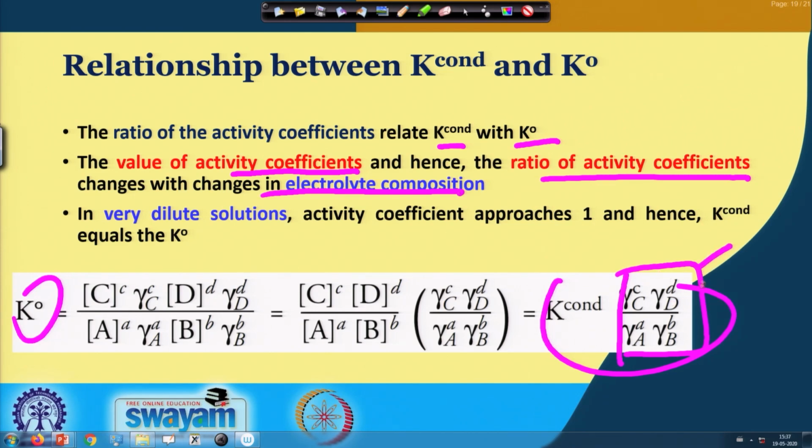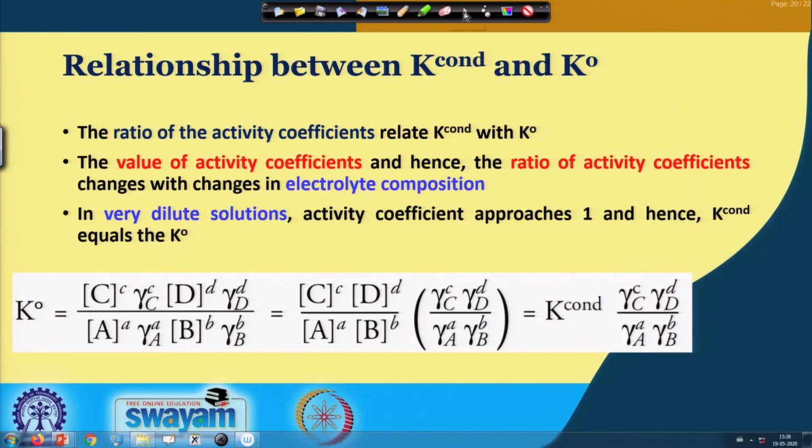So, this total fraction approaches 1, hence in that condition the thermodynamic equilibrium constant will equal the conditional equilibrium constant. So, in case of a very dilute solution, the activity coefficient approaches 1, so this fraction becomes 1, then the conditional stability constant and conditional equilibrium constant equal the thermodynamic equilibrium constant.